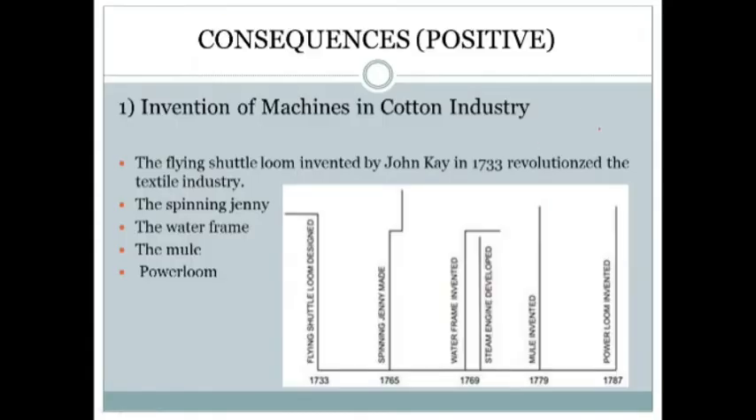All right, let us discuss the consequences. The first consequence is the invention of a lot of machines, but the most important machines invented at that time were in the cotton industry. There were the mule and the power loom, and as you can see in this graph, the time period is given for different inventions.